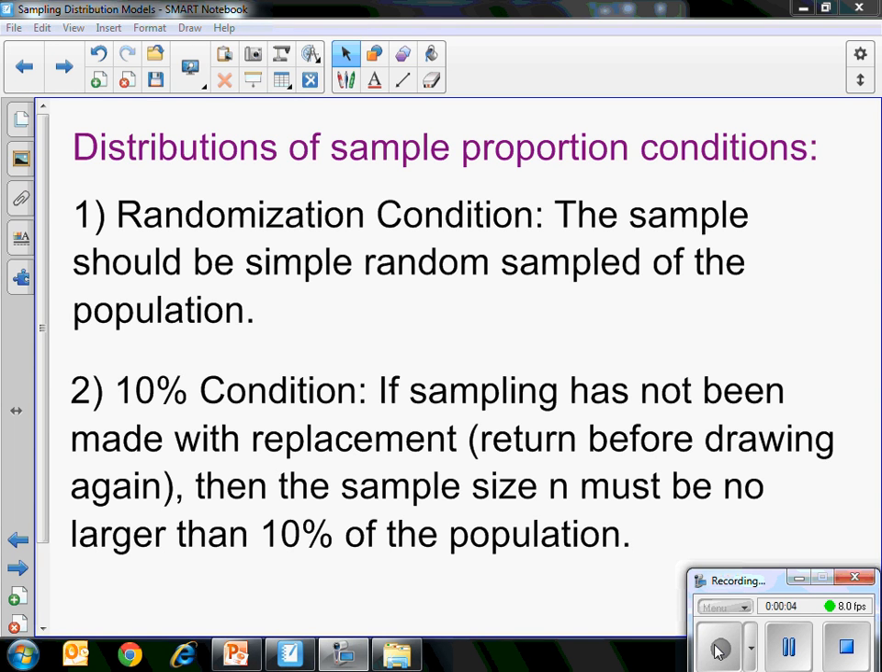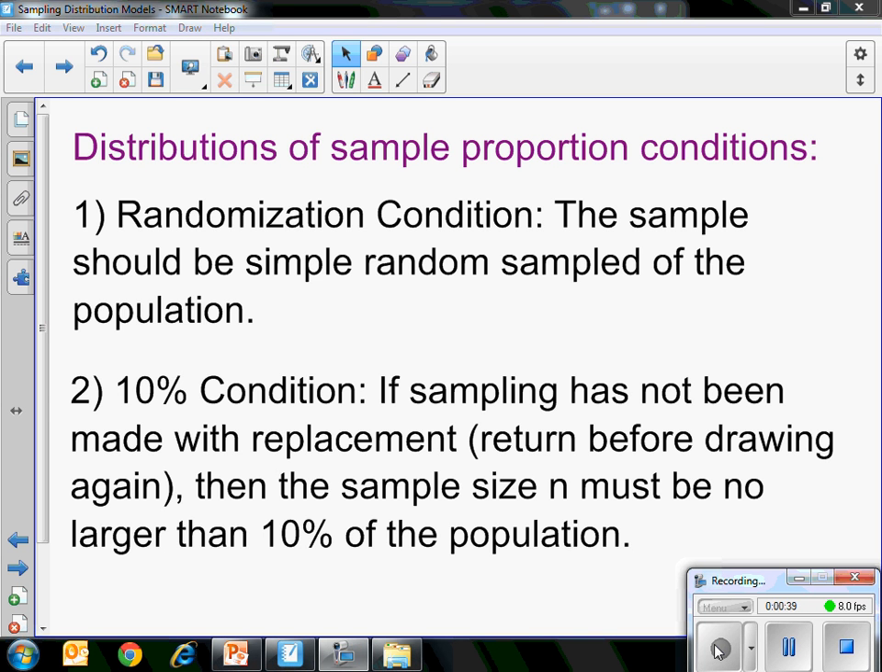As we were just talking about, the distributions of sample proportion conditions. So this is, again, the sample means. In order for us to use the normal curve from these sample means, we must meet these conditions, and there's three of them. The first one is the randomization condition. The sample should be a simple random sample of the population. So you'll be given this information. You'll have to then make a statement whether or not it is or is not randomized. And it must be in order for us to use the normal curve or the normal model.